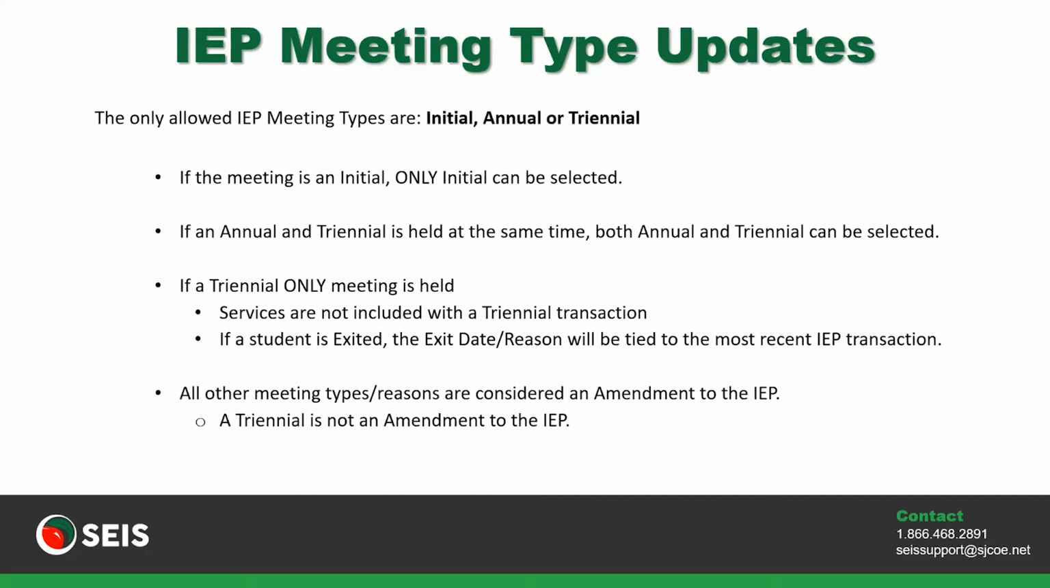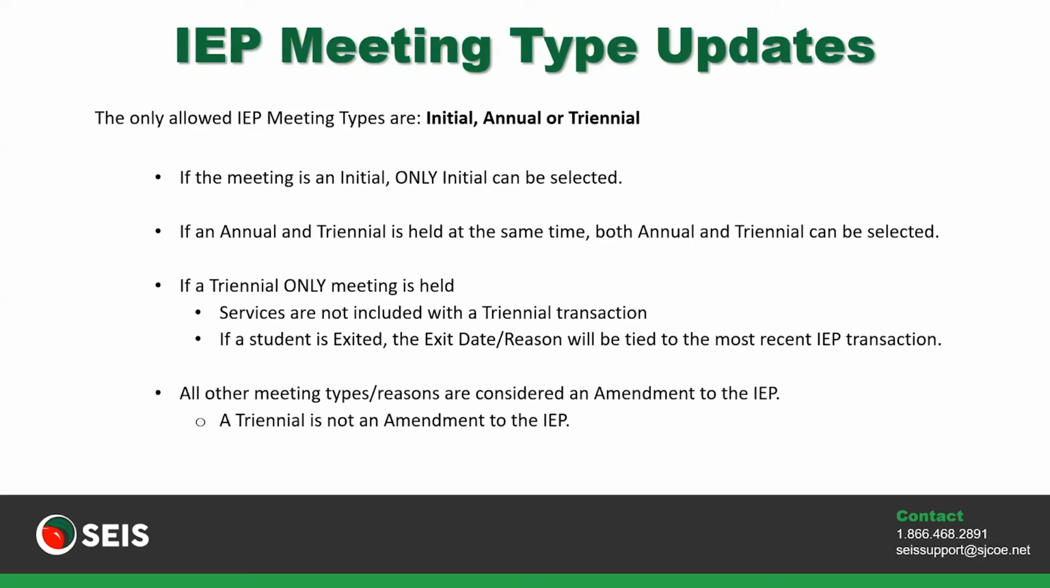All other meeting types are considered to be an amendment to the IEP. So you'll notice on the information eligibility form, there are only 3 allowed meeting types, and every other meeting type is considered an additional purpose. And if that is the only purpose, say you're only doing an interim or a 30-day or an exit meeting, that is considered to be an amendment to the IEP.